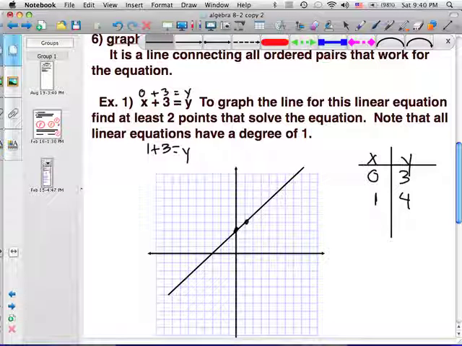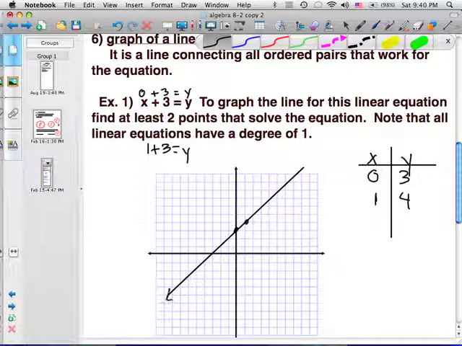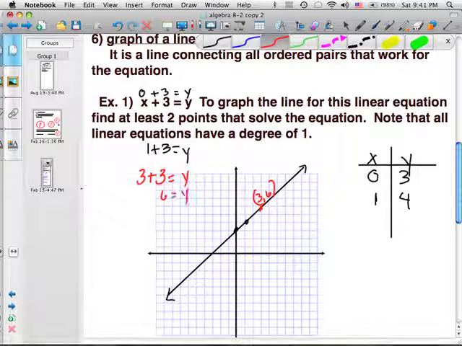And if I draw the line perfectly, points on the line would satisfy this equation. For example, this point right here should work. x is 3, y is 6. And if I check it, 3 plus 3 equals y, so 6 would equal y, so it works. So this line contains all the points that would satisfy that equation, which are an infinite number of points.